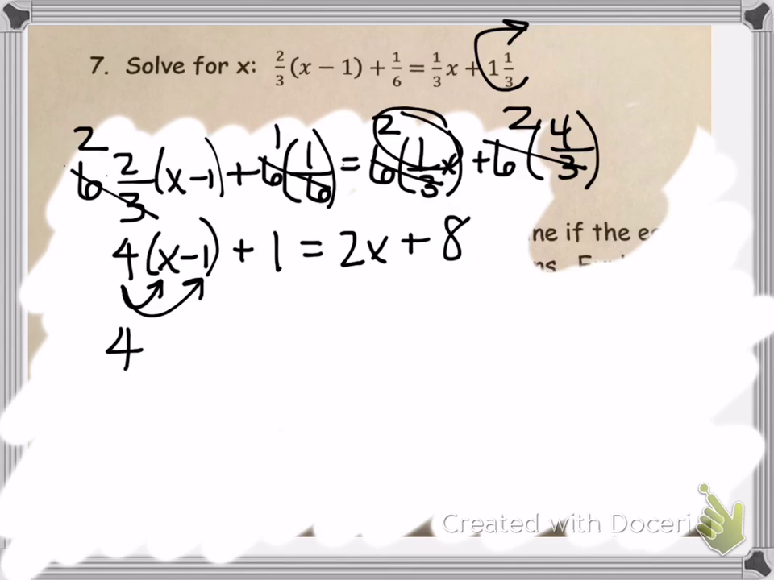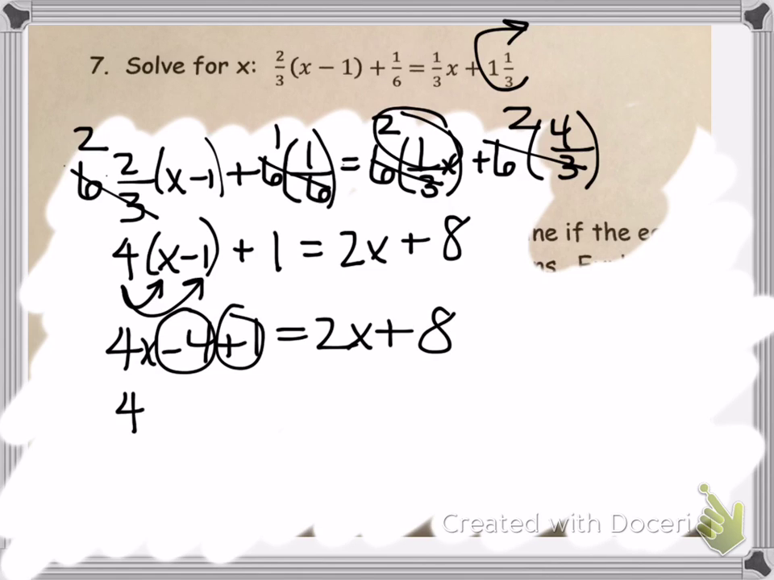We'll distribute here to get 4x minus 4. Then we're going to bring everything else down. Since we have like terms on the left side, we'll combine those. That negative 4 and the plus 1 makes a minus 3. And in our last couple steps, we're just going to move things around, so we have all our like terms on the same side.